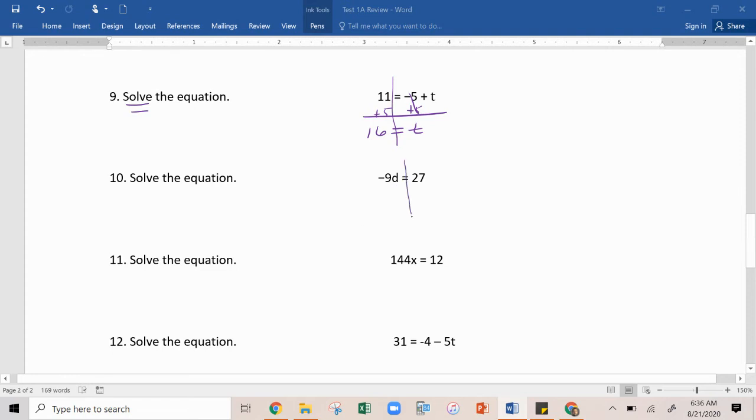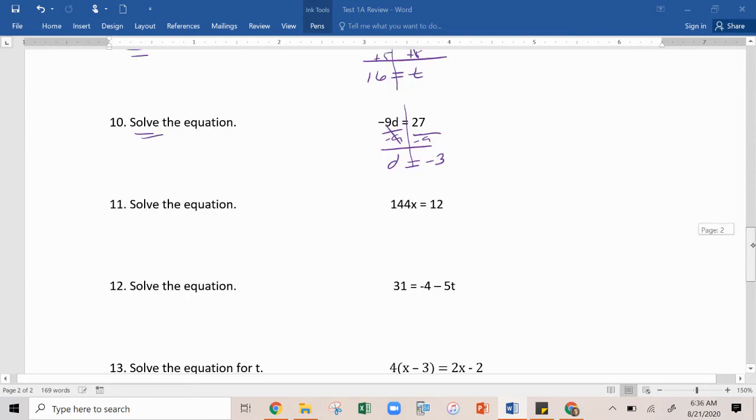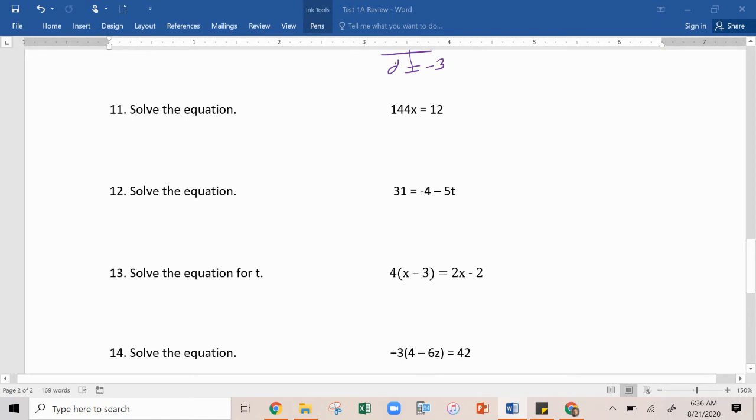This one, draw your line. We're solving. So I'm going to divide by negative 9. I'm going to get d is equal to, what's 27 divided by negative 9? That's negative 3. A lot of the times I see errors, it's because people did not do the simple math right. If you're having that problem, use that calculator.